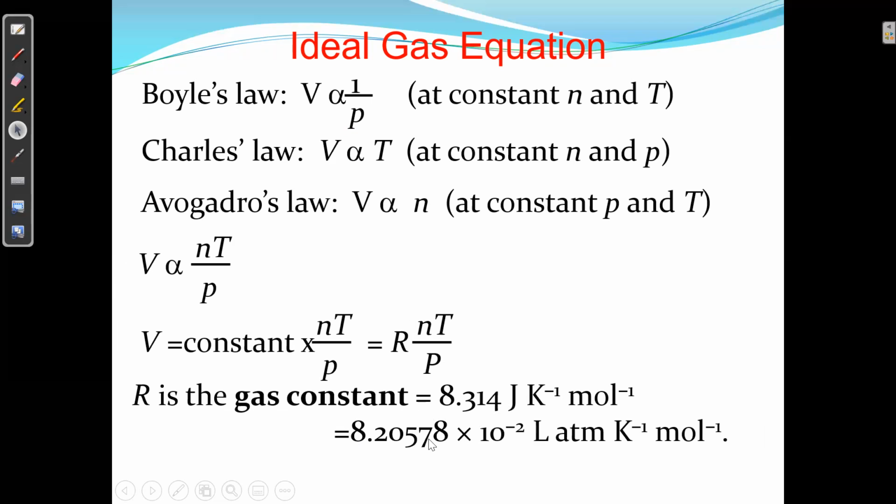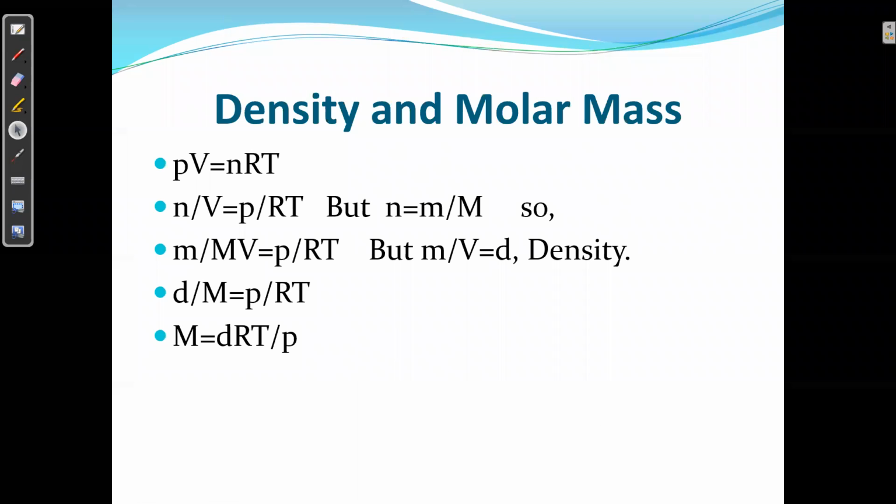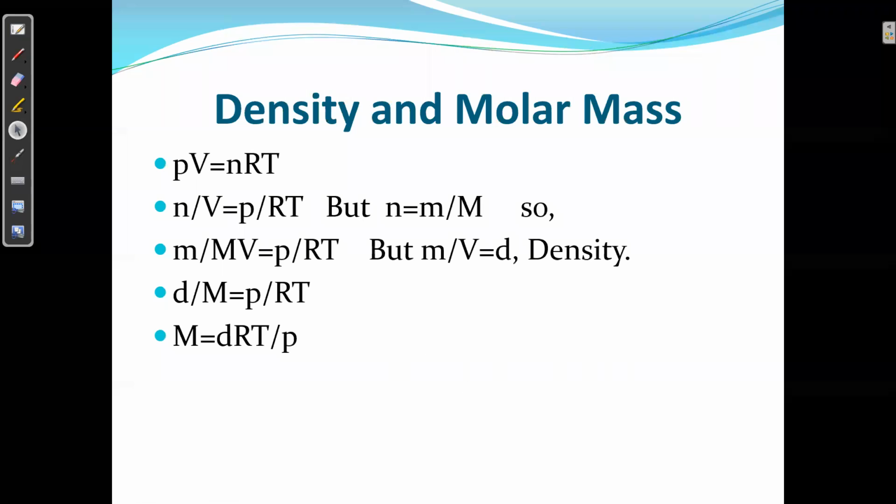So what is the value of R? There are several values. It depends on what type of units we are using. If we are using joules, then the value is 8.314 joules per Kelvin per mole. But if you are taking it in terms of atm, then it will be 0.082. If you are taking it in terms of bar, then it will be 0.083 bar liters per mole per Kelvin. So this is the gas law, PV = nRT. Okay, wait. Before going to the next topic, we'll discuss something more.